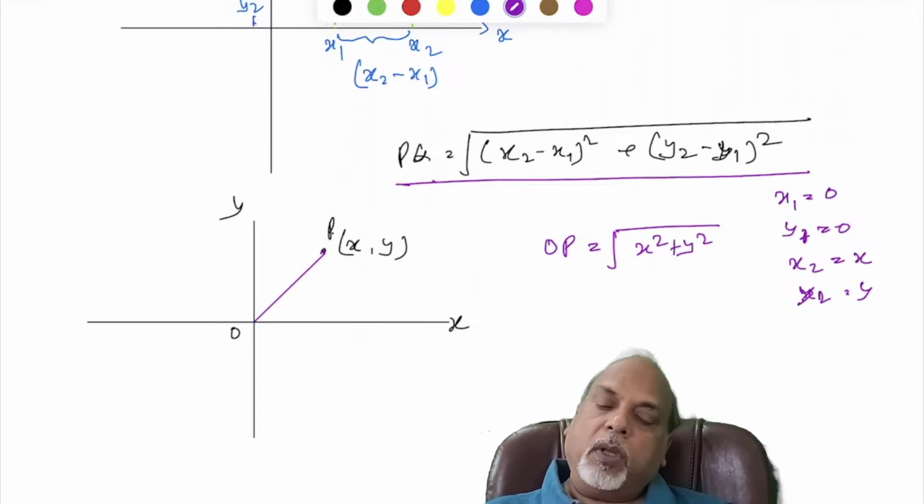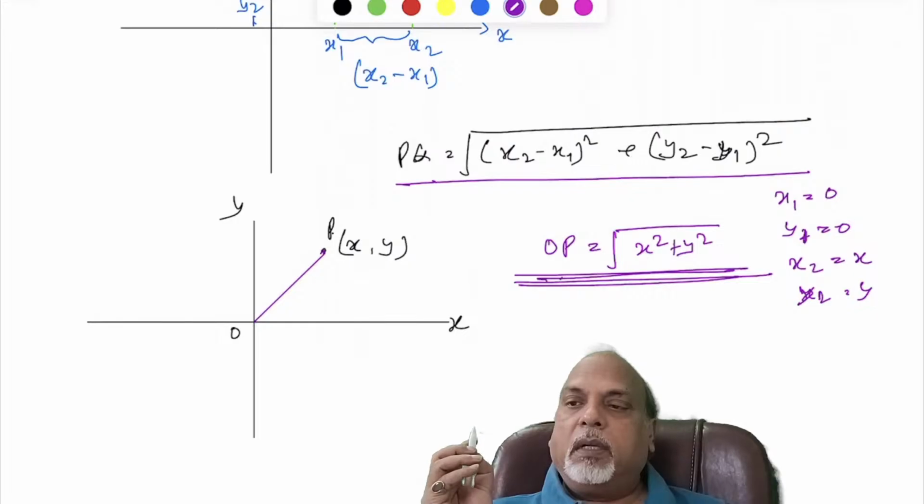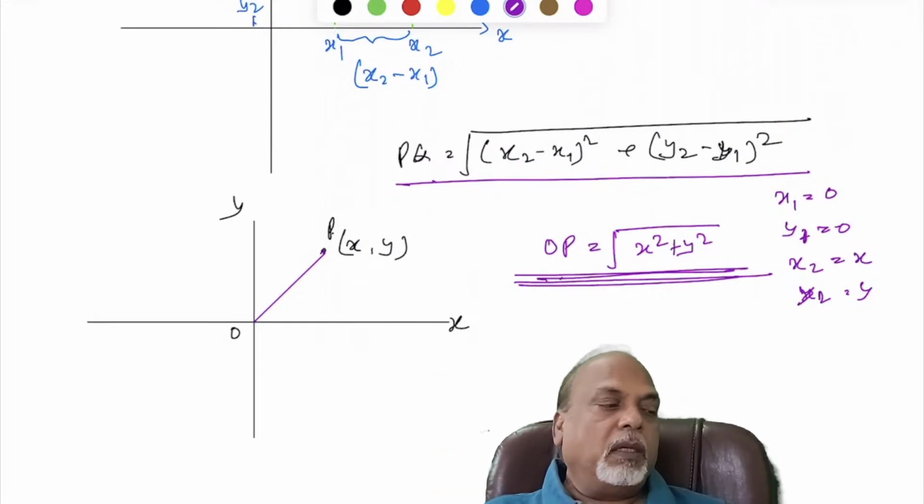Correct? So, if you want to find out the distance from the origin of any point, if you know the coordinate, then you can always find the distance. Correct? Now, let us go a little deeper.